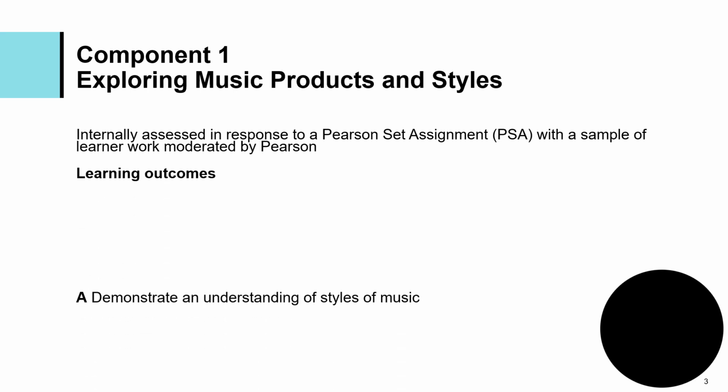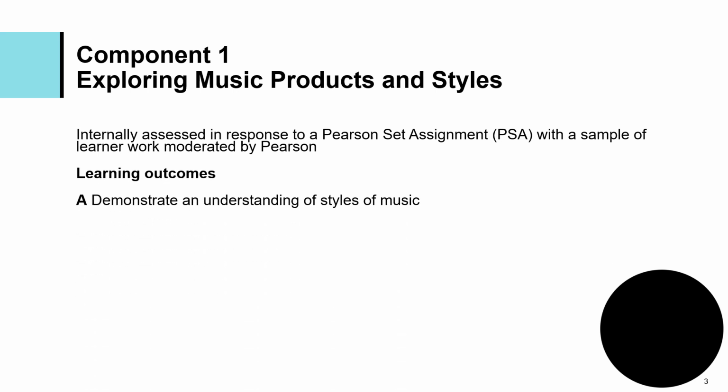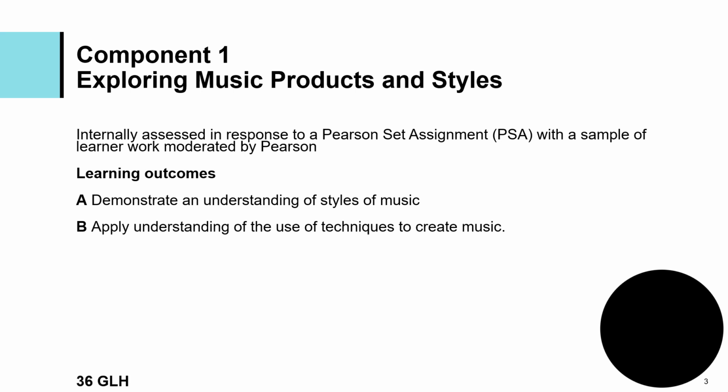There are two learning outcomes in component 1. Learning outcome A is where learners need to demonstrate an understanding of styles of music, and learning outcome B is where they need to apply their understanding when they are creating and making music.